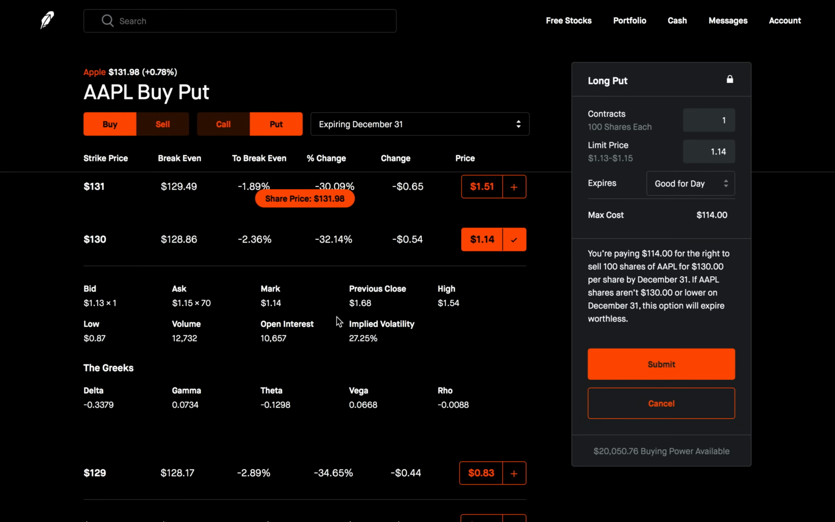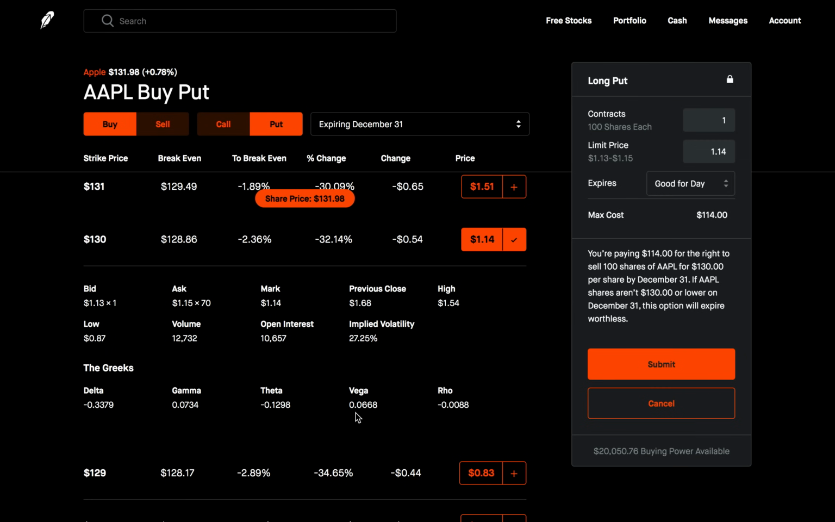You don't want so much time to go by because that's going to eat away at the value of your contract. And then we have Vega, and again, we need to multiply this by 100. So Vega in this situation is $6.68 a share. So Vega tells us how much the value of this contract will change by with a 1% change in implied volatility. So if implied volatility goes up by 1%, then the value of this contract will go up by $6.68 a share.